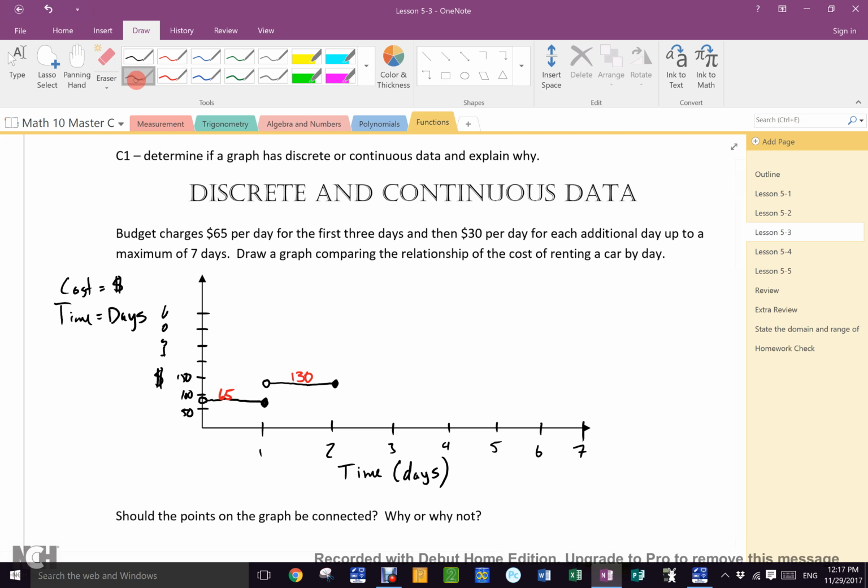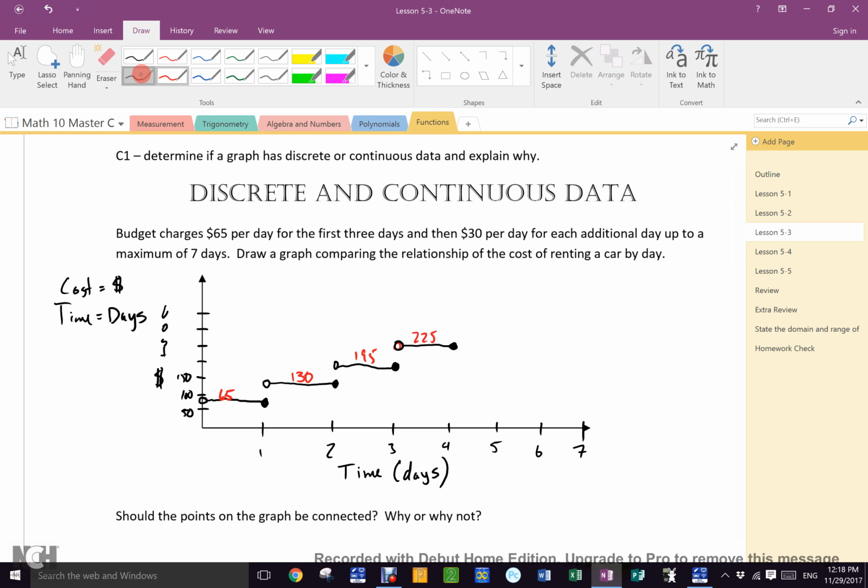Okay, what happens on the 3rd day? Open dot, out to 3, and how much did I pay? 195. Is everybody cool to there? Okay, what happens next? I only pay 30. So I still go up. It's still an open dot. Oops, that should be black. It's still an open dot. It goes out to 4. But what is it now? 225. Everyone agree?